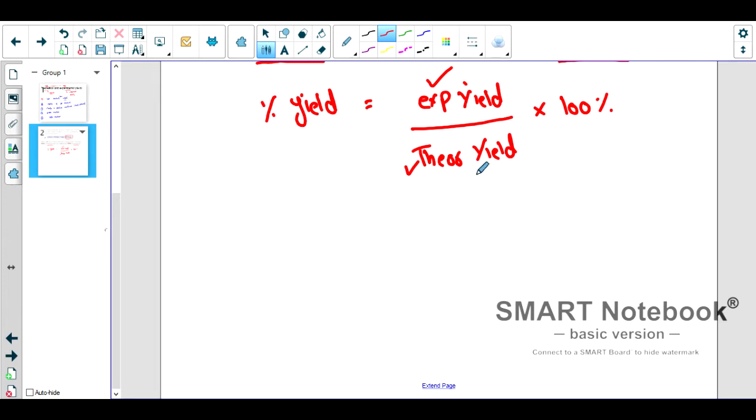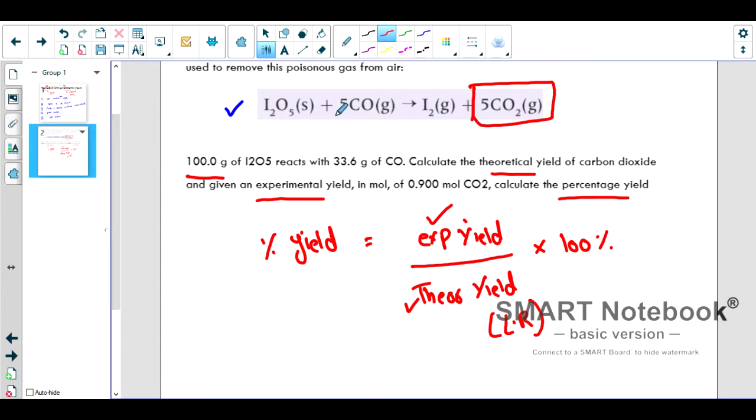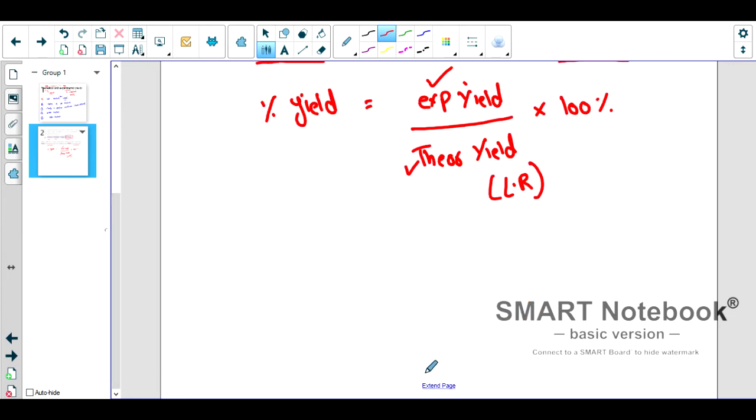As we know, to find the theoretical yield, the first thing we need is the limiting reactant. We want to see out of these two reactants, which one is the limiting reagent. After knowing that, we will know how much product we will get. So let us find the limiting reactant first. We have another video on limiting reactant. If you have any problems on limiting reactant, you can check that. We have I2O5 and we have CO, two reactants. The quantities are given to us.